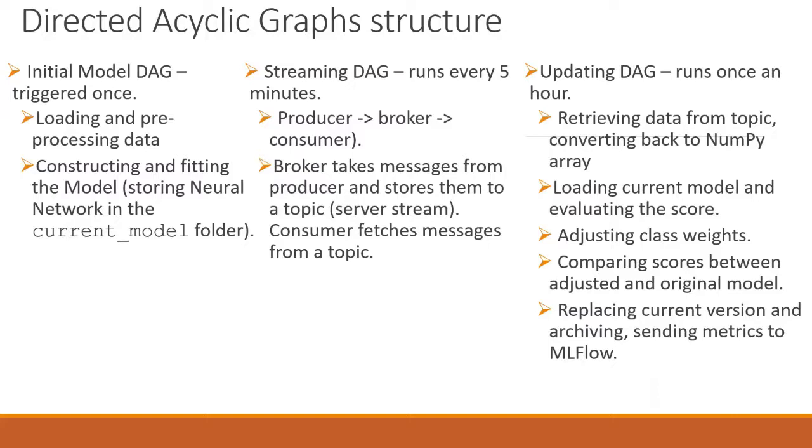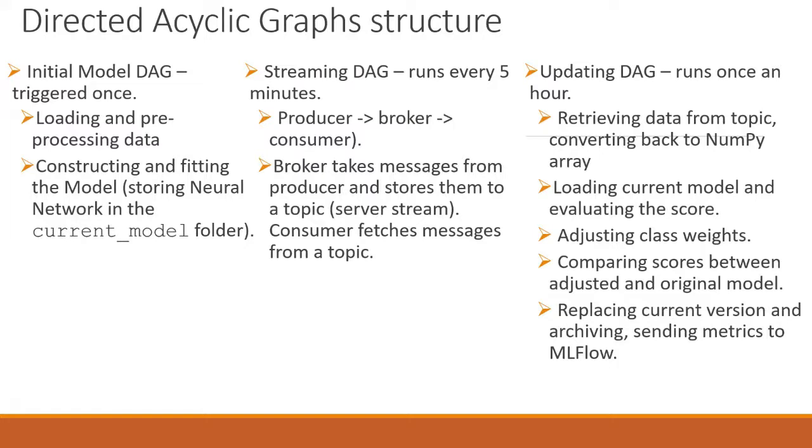Initial model DAG runs only once. It loads and preprocesses data. It constructs and feeds the neural network model. Streaming DAG runs every 5 minutes and uses a broker to take messages from the Kafka producer, which is the source. It stores these messages to a Kafka topic, which is the server stream. And finally, the consumer, which is the destination, fetches messages from the topic.